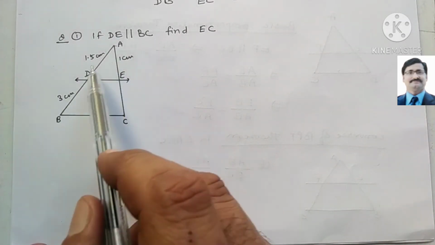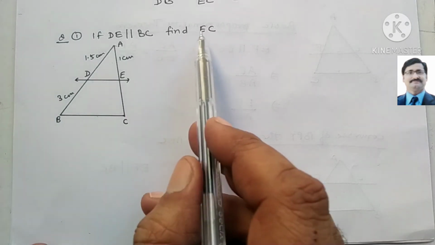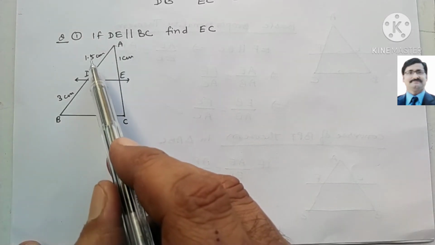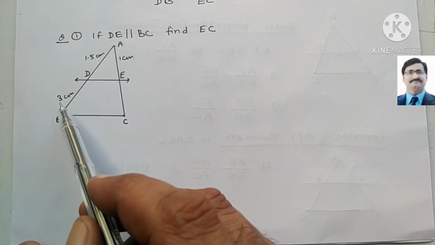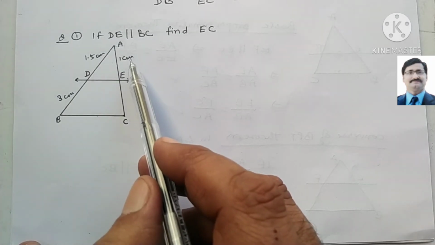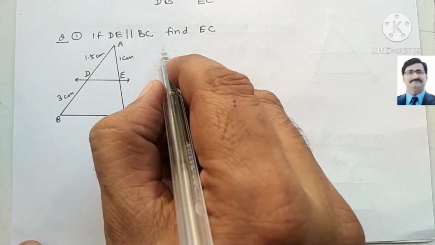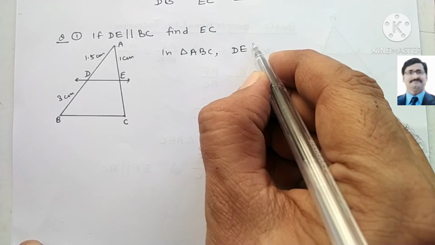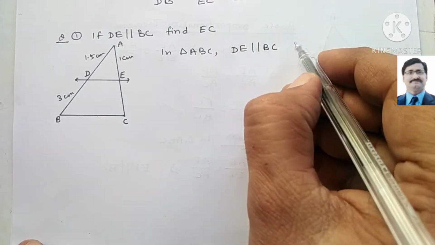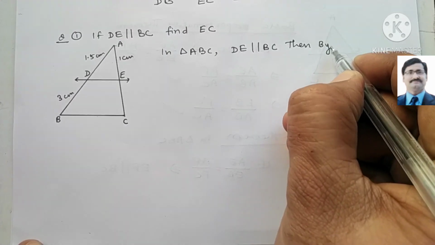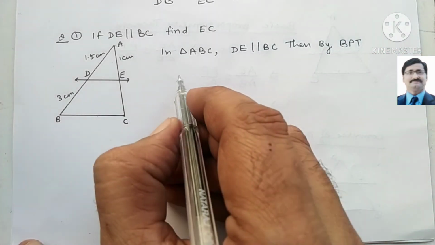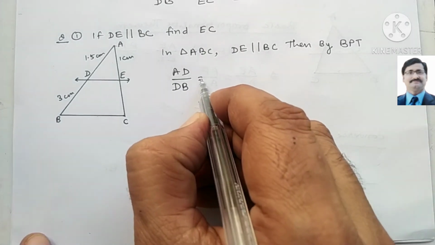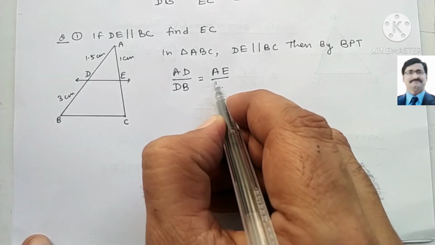Here DE is parallel to BC, and we have to find EC. So look here, this AD is given 1.5 centimeter, DB is given 3 centimeter, AE is given 1 centimeter. So look here, we can write in triangle ABC, here DE is parallel to BC, then by BPT we can write here AD upon DB equal to AE upon EC.